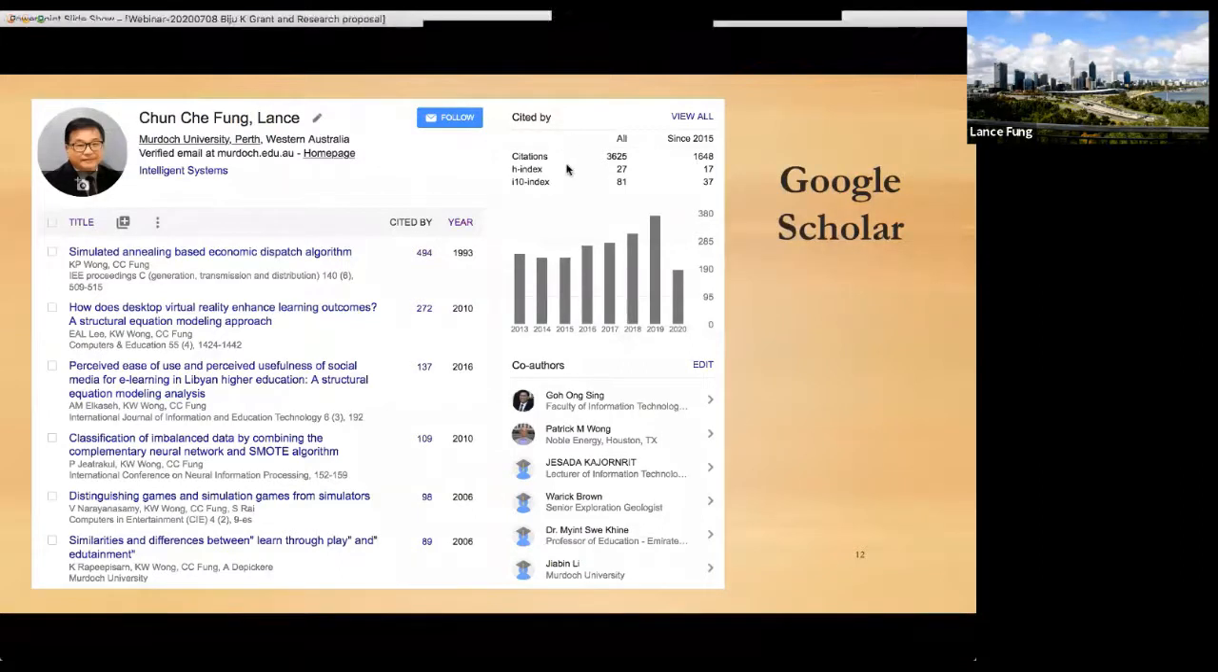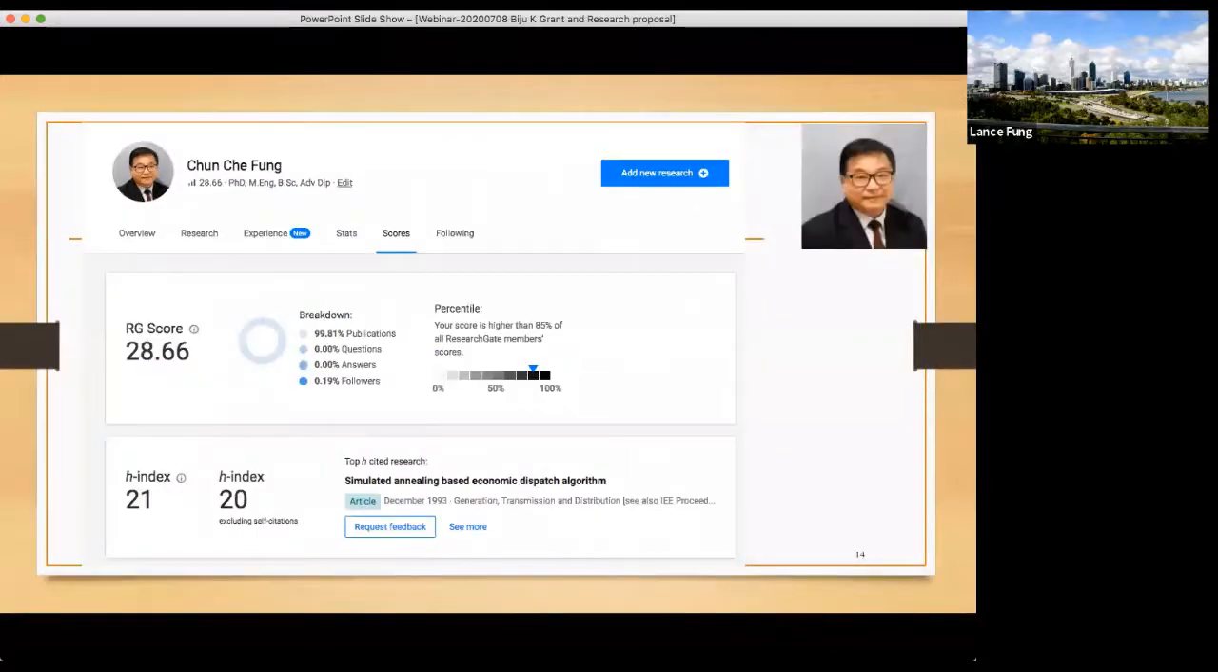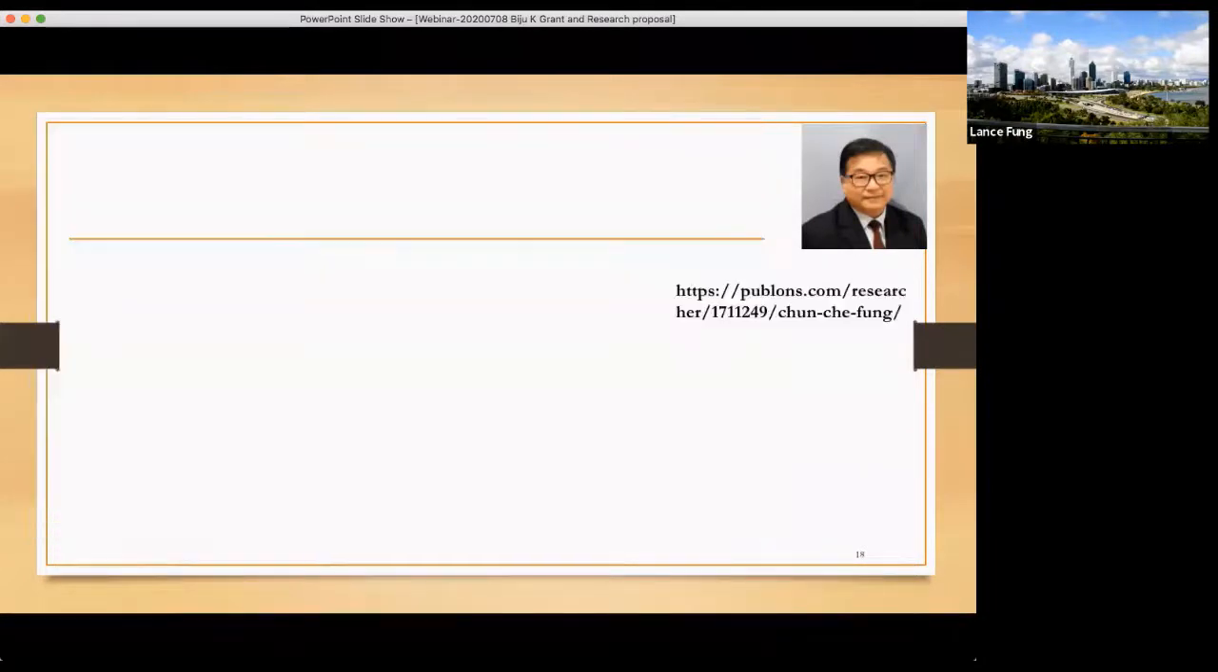They have listed the papers, with citations and H-index. And I'm really pleased to say that my paper with my late supervisor, the simulated annealing based economic dispatch algorithm, is still one of the most cited papers. Even up to this year, we still receive citations on that particular paper. On others like ResearchGate and IEEE Xplore, they've collected 126 papers in there, and also Scopus and Publons.